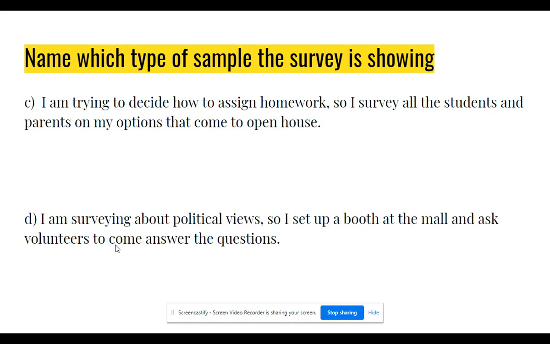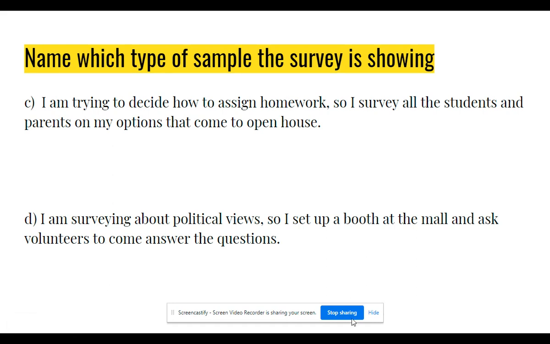Assigning homework, but I survey the students and parents that come to open house. That's a convenience because that way I don't have to reach out to everyone. I'm just conveniently asking the people that are in front of me at the moment. And the last one, setting up a booth and asking for volunteers, that one's a voluntary response.